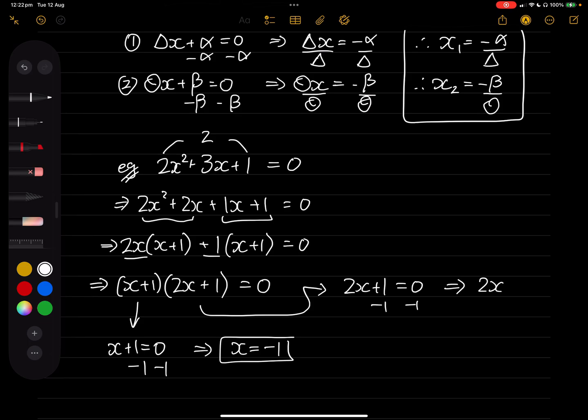This gives me 2x is minus 1. Divide both sides by 2. This gives me x equals minus 1/2. So these are our two solutions to this quadratic equation. So this was a nice one. It was the quadratic equals 0 straight away.